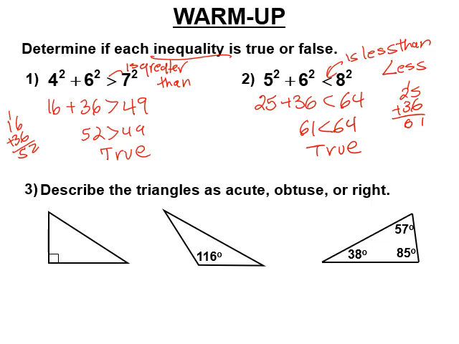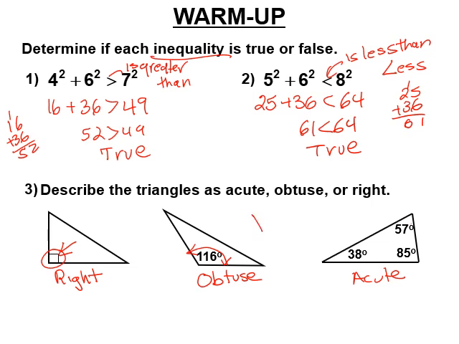Identify the three types of triangles. The first one is a right triangle, right? It has the 90-degree or right angle, so it's a right triangle. This one has the angle more than 90, so it's obtuse. This has all its angles less than 90. It's acute. Those are the only three possibilities when you describe a triangle by its angles.